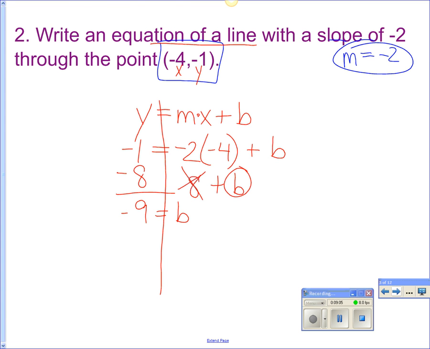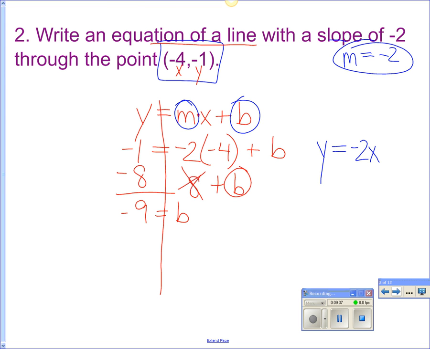Okay, for my final answer, I have to put it back in the formula. I have to have my milk and my brownies. So for my final answer, you're going to write Y equals. But instead of writing M, you are going to put a number in that spot. What is M? -2. M is -2. And then you're going to put the X right next to it.